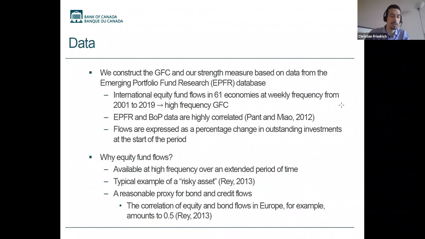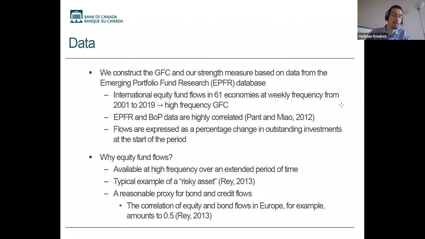There's also rich evidence, as was previously mentioned in the second paper, that the EPFR data and the balance of payments data are relatively highly correlated, and they seem to capture the same dynamics. Since we have weekly data here, it's a bit hard to relate it to GDP, which is mostly measured at the quarterly or annual level. So what we do is we use the EPFR data and express the flows as a percentage change in outstanding investments at the start of each week. So it's mostly a cross-rate based approach instead of in percent of GDP.